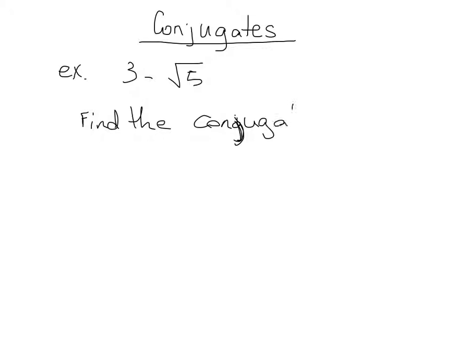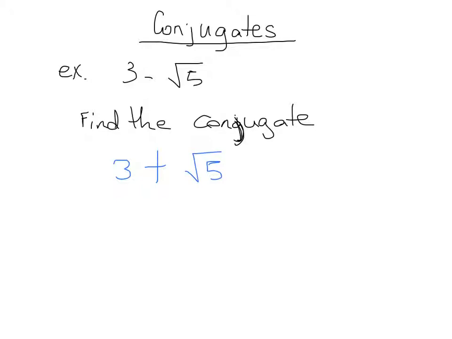All right, so now the conjugate is going to be the same terms. So we have a 3 here, we have a root 5 here. It's going to be the same terms, 3 and root 5, but the only thing that's going to be different is the sign in the middle. So a conjugate will always have the same terms, 3 with 3, root 5 with root 5, but the signs will always be different.